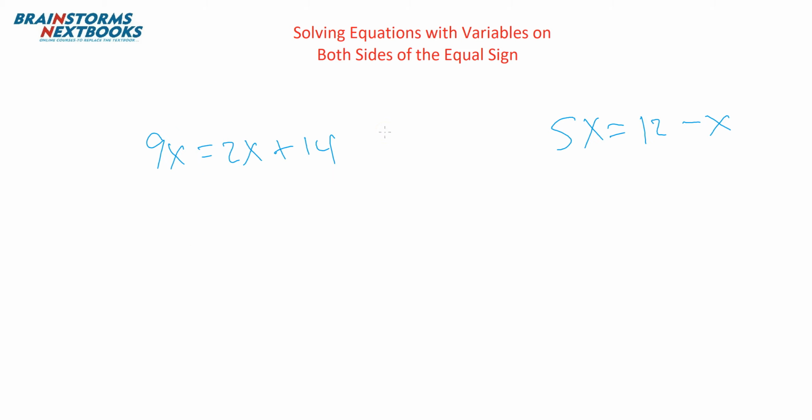Okay, so here's 2. So this one on the left here, well, obviously this 2x is pesky. Let's get him over where he belongs on the left. So what's the opposite of positive 2x? No problem, minus 2x, minus 2x. And I'm doing it to both sides of the equal sign.